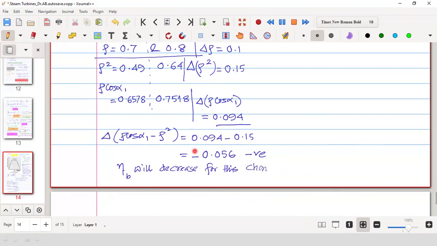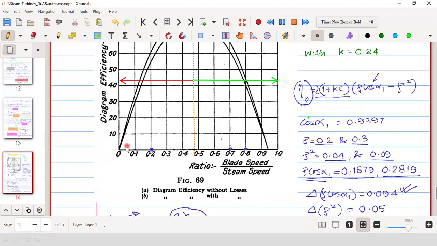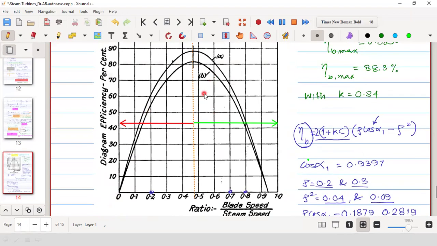Okay, so that is basically the explanation behind this. So it is like a parabola, means it is a parabola in fact. So it is a parabolic variation, and it will have a maximum value. So the maximum value corresponds to this optimum value.